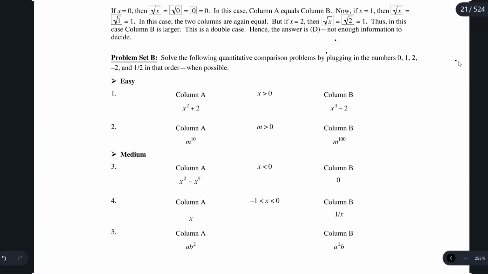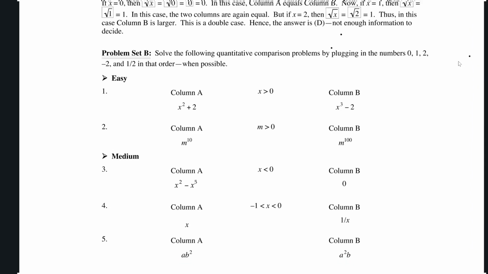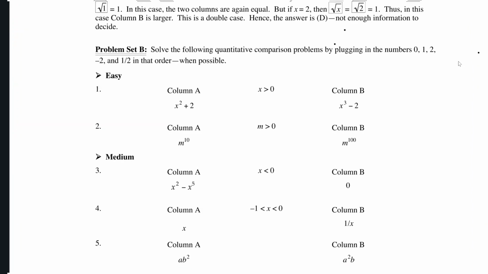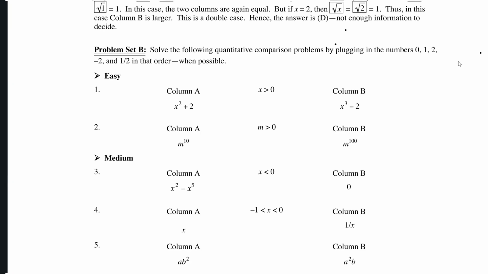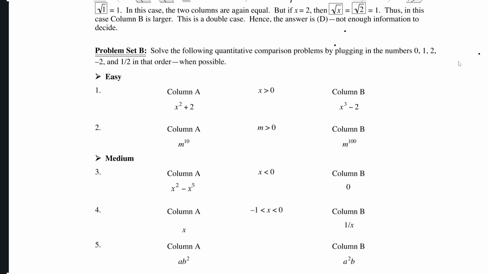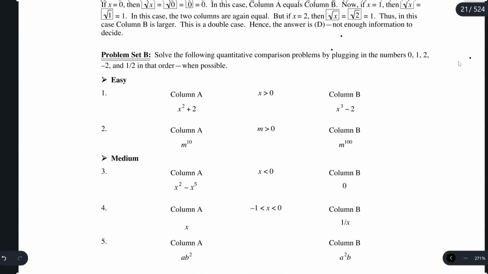So the first problem gives us two different columns, and we have to figure out whether column A is greater than B, whether B is greater than A, or they're equal, or there is not enough information. So let's try with the first one. Here we are given that the value of x is greater than 0, right? Now we have to figure out which case would be the most feasible one for the value of column A and column B. So let's try with a value that is feasible, like x equals 1.